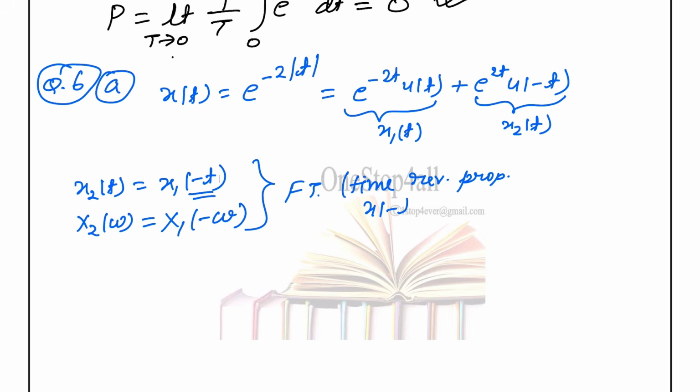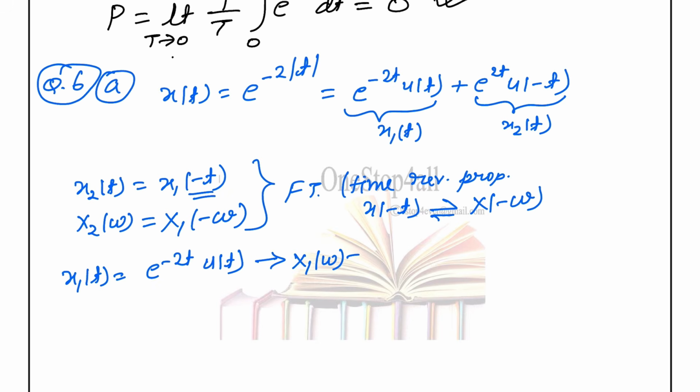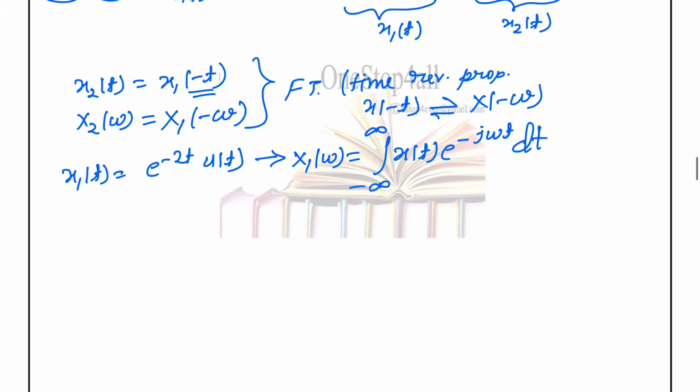If x of minus t is there, then its Fourier transform will be x of minus omega. So, x1 of minus omega will be there. Now, if x1 of t is given as e to the power minus 2t into u of t, what will be the Fourier transform of this one? x1 of omega will be its Fourier transform, and the Fourier transform is given as the integral from minus infinity to plus infinity of x of t e to the power minus j omega t dt.